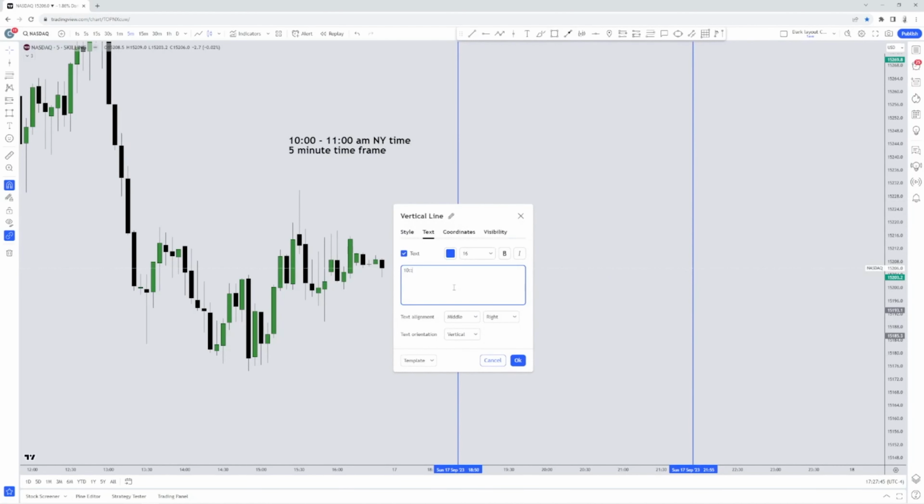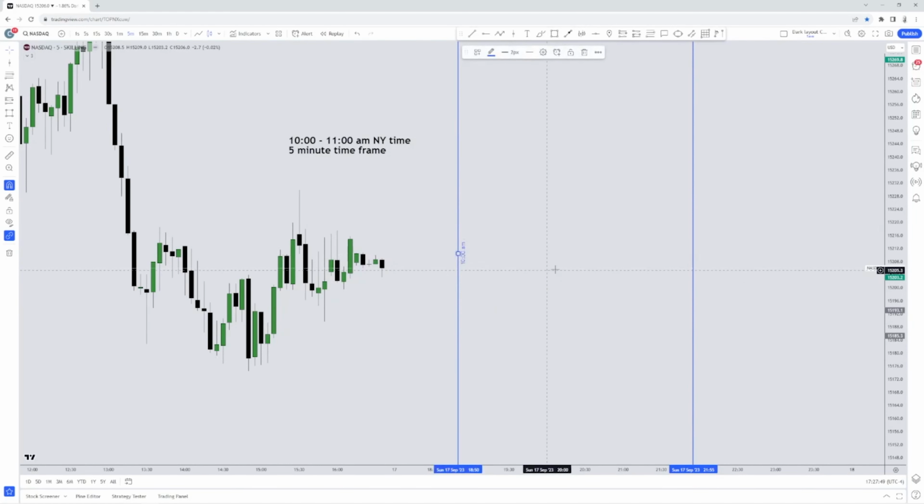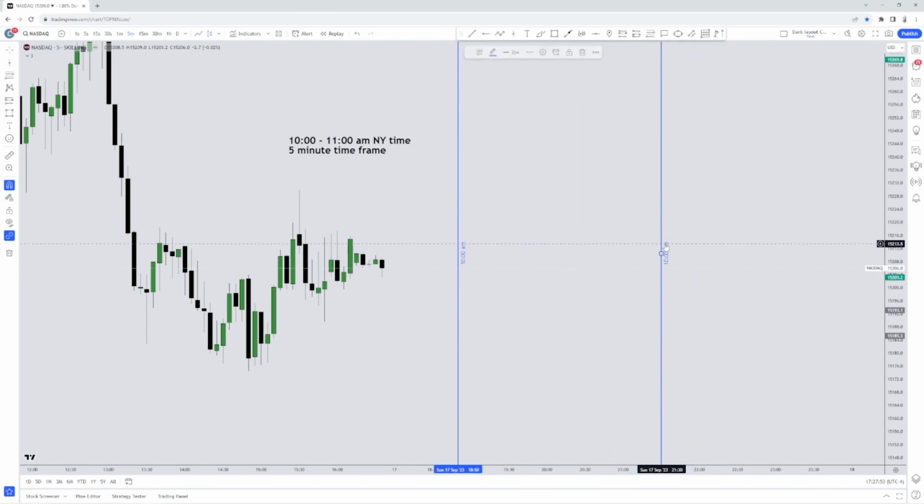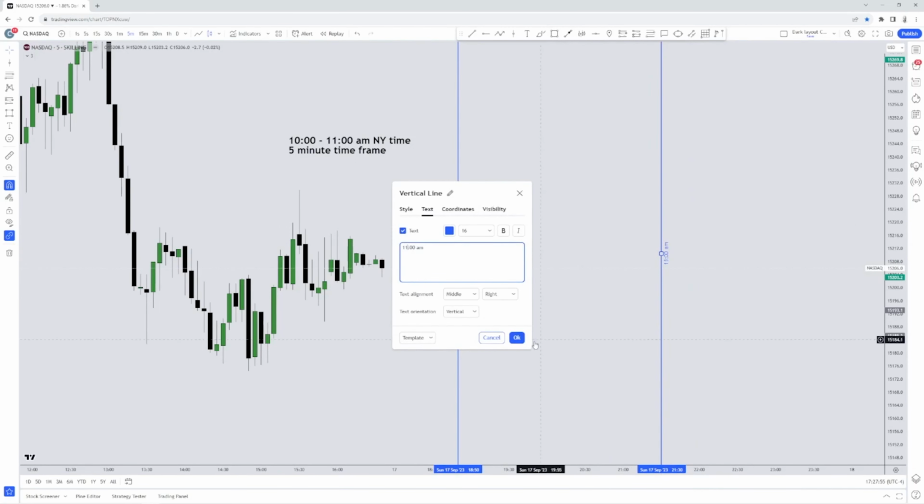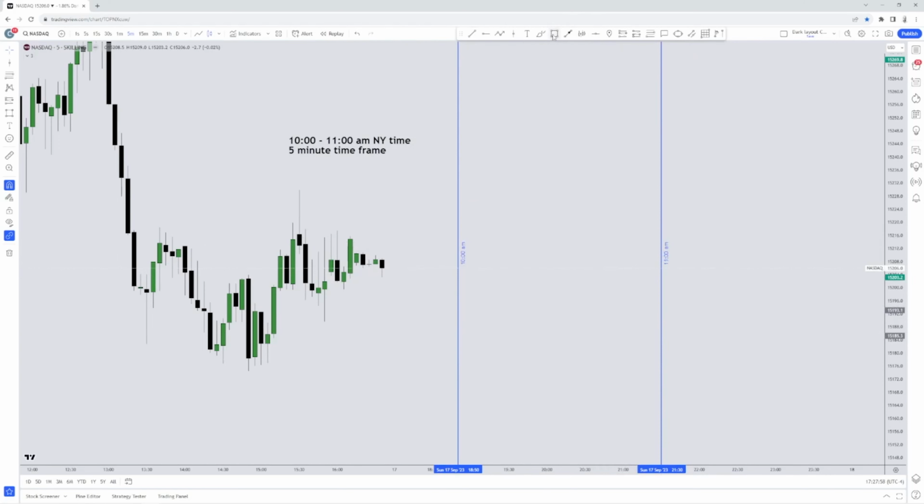This quickly is 10 AM, let's say, and here is 11 AM, and what I'm gonna do, I'm gonna transfer this right here, and I will do that 11 AM. So what you're going to see is the creation of an FVG between 10 and 11 AM.